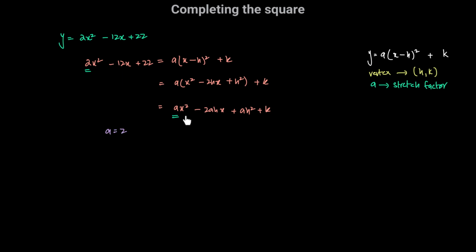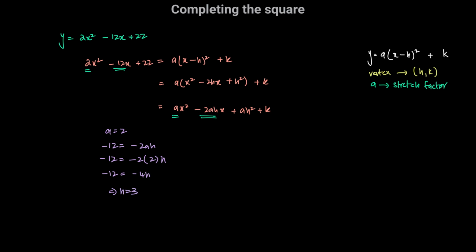The coefficients of x also have to be the same on both sides. On the left hand side, the coefficient of x is negative 12. And on the right hand side, the coefficient of x is negative 2ah. So we can say that negative 12 is equal to negative 2ah. And we already found a, so we have negative 12 is equal to negative 2 times 2 times h. So negative 12 is equal to negative 4h, and therefore h is equal to 3.